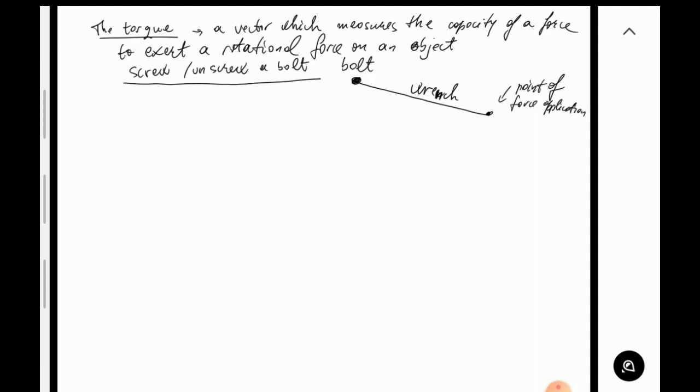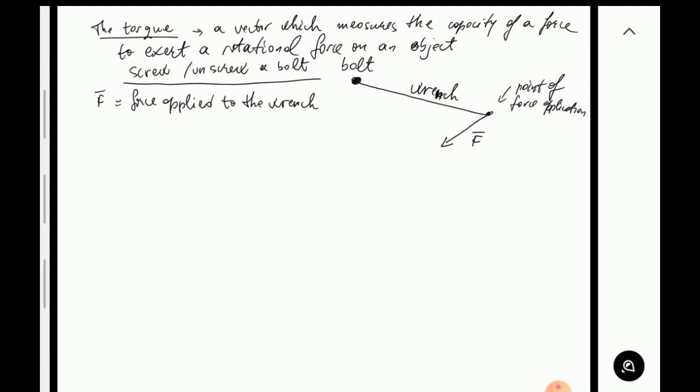So the point where you exert the force to make the rotational motion on the bolt. You obviously intuitively realize immediately which is the most efficient way to align the force with the wrench. But generally speaking, let's say your force is at an angle with the wrench. So let's denote by F the force applied to the wrench.